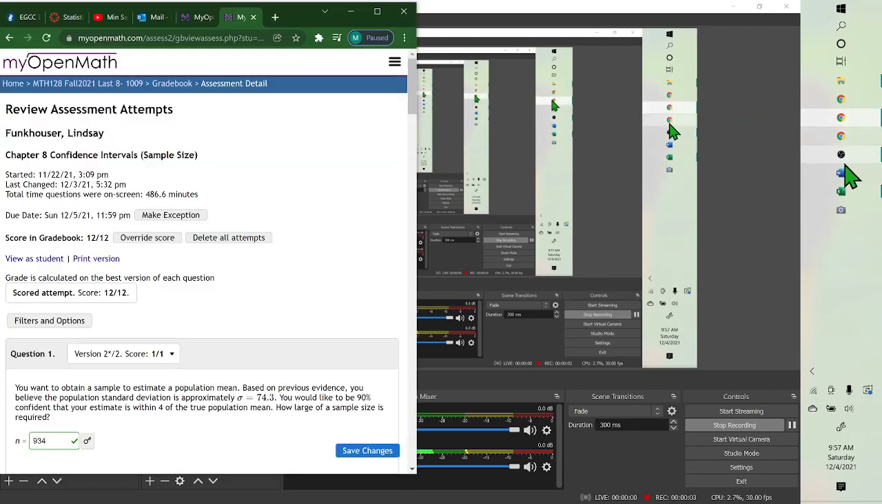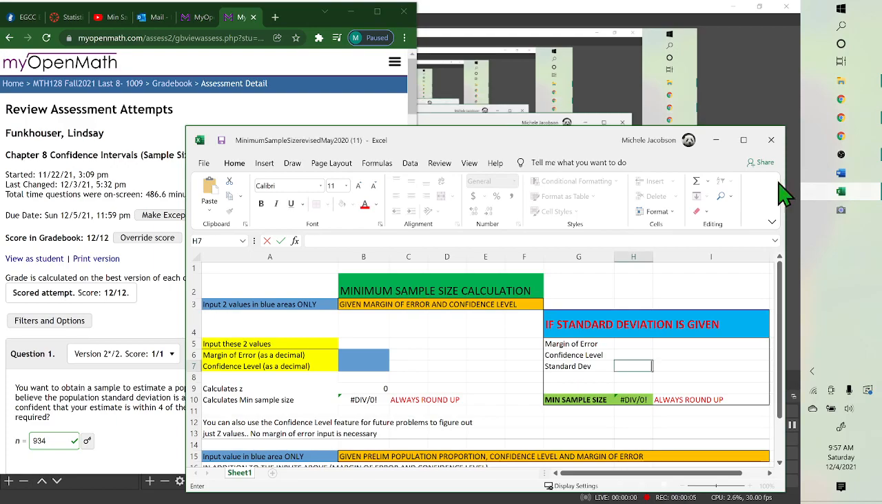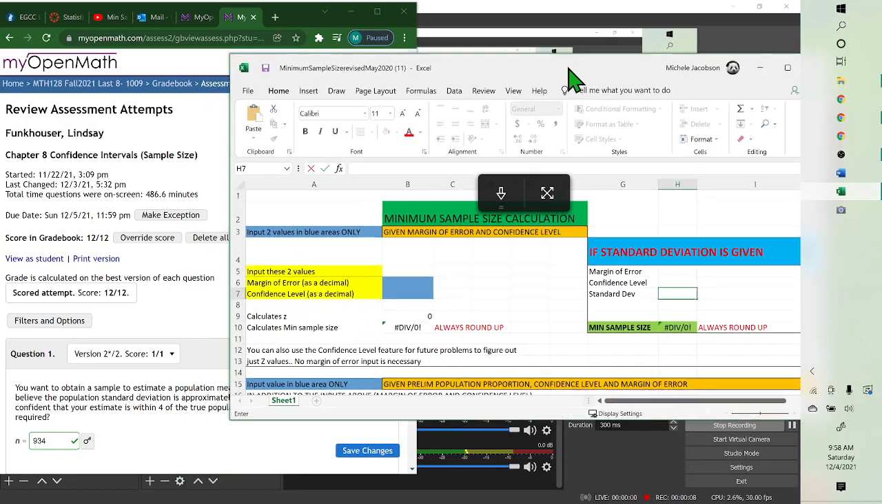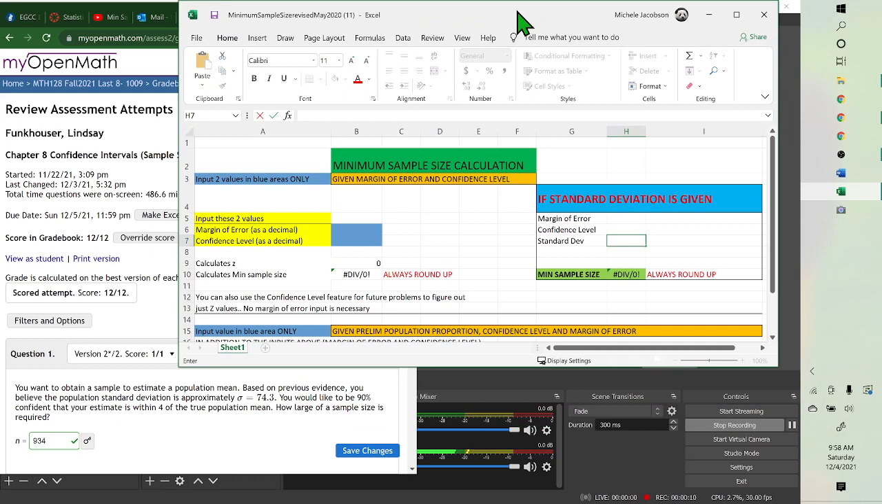Hello. For sample sizes, you want to use the Excel table that the coordinator gave. And then there's 3 different types. In this first one, you want to obtain a sample size to estimate the population mean based on previous evidence. You believe the population standard deviation is approximately 74.3, and you'd like a 90% confidence interval within 4 of the true population mean. So in this one, you're given a standard deviation.